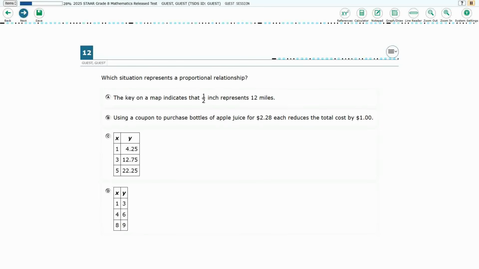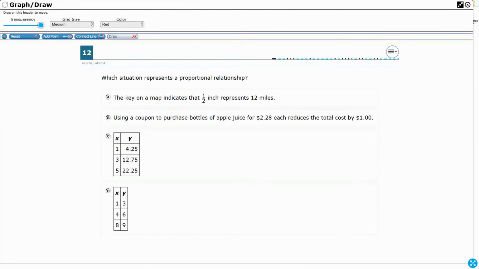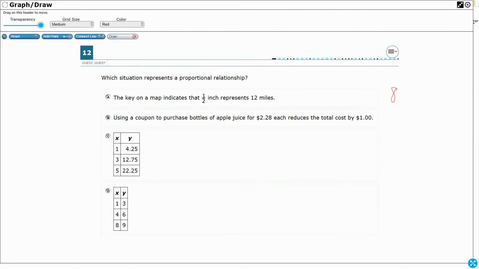Number 12, we are looking at identifying proportional and non-proportional functions. This is 8.58. And so this seems pretty easy, but it does get kind of tricky here. We are looking for a proportional relationship. If we don't know what this means, then we're already in a world of hurt because there's nothing about these different answer choices that are going to clue us into what that word means.